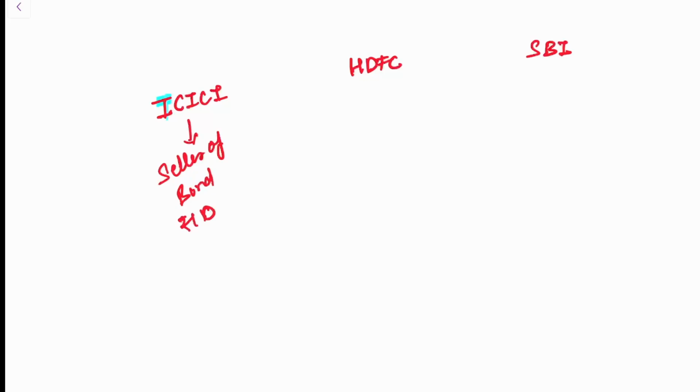Suppose you have three banks, and I am taking the names which are easy to relate for everyone: ICICI Bank, HDFC Bank, and SBI Bank, and they all are trading with each other. Now ICICI wants to sell 10 crore worth of bonds. ICICI is the seller of bonds. How much? Rupees 10 CR. Clear? And HDFC is the one who wants to buy. Clear? So ICICI is the seller, HDFC is the buyer.